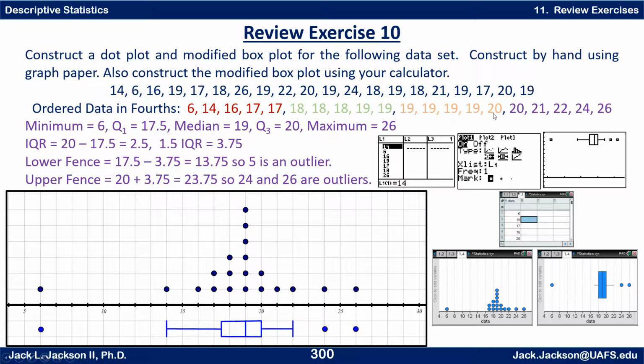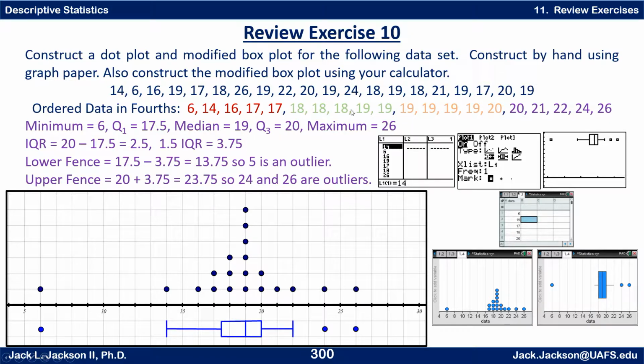The other four 19s and a 20 are the next fourth, and the highest fourth is 20, 21, 22, 24, and 26. So if you look, there's an even number of data values there. If we just, first of all, count them, I believe that is 20 data points. So if you break that in half, that's the lower half of 10 and the upper half of 10.